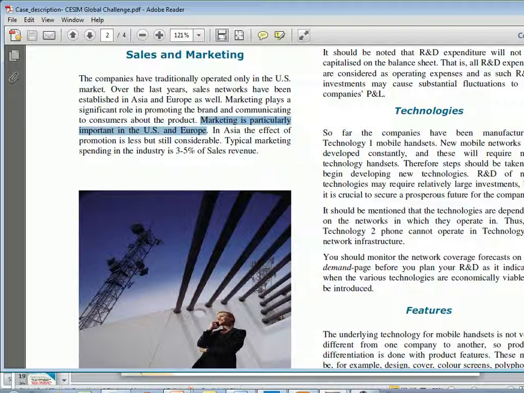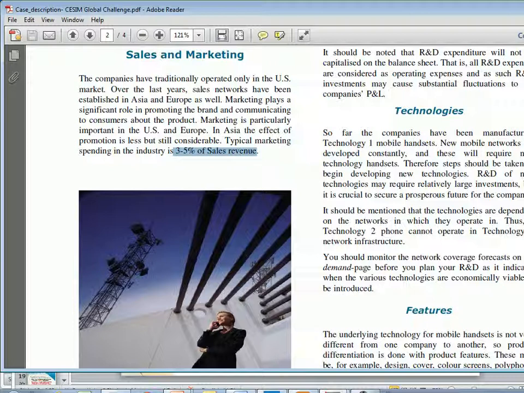Now, how important is marketing? Well, in the US and Europe, very, very important. Asia, it's less important, but still important. Typical marketing is between 3 to 5% of sales revenue. If you want to spend more on marketing, fine. I don't know why you would spend less, so I don't think it's a good idea. Spend more, if that's your strategy, fine. So that's the range.